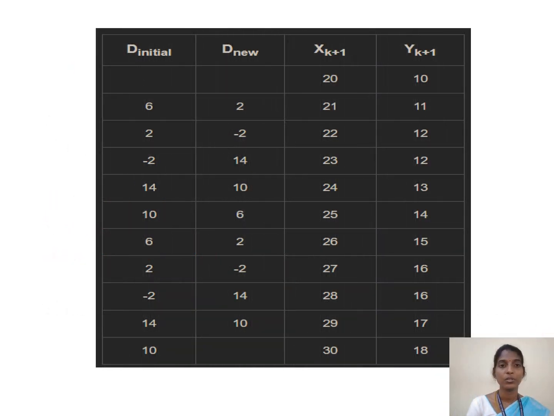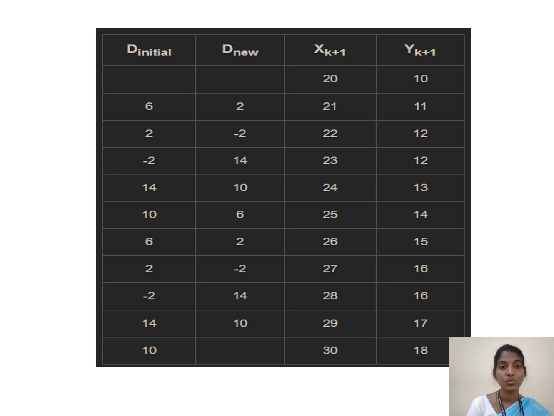Next, we are going to find out the d initial value, d new value, xk plus 1 value, and yk plus 1 value. The starting coordinates are 20, 10. So we have to mention xk plus 1 is equal to 20, yk plus 1 is equal to 10. The initial value is 6, and the d new value is 2. Then xk plus 1 is applied for case 2. The initial value is 6, so case 2 applies, and we got the value of 21. Then yk plus 1 is equal to 11.